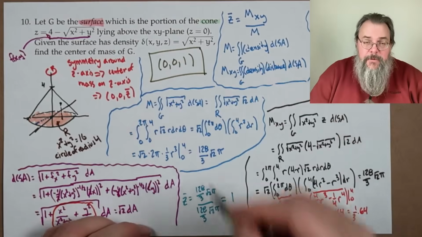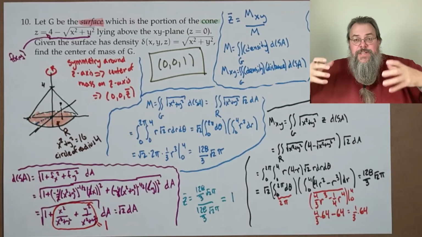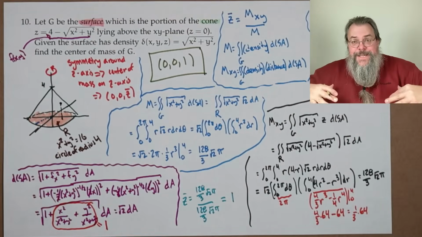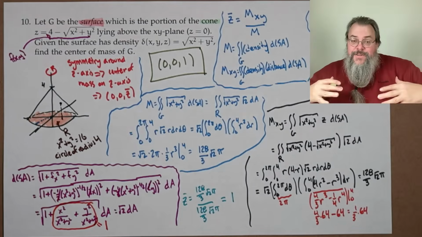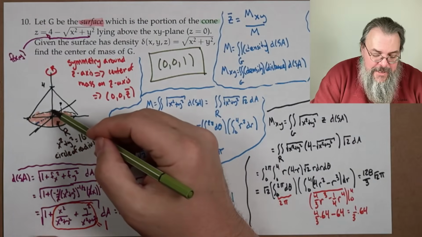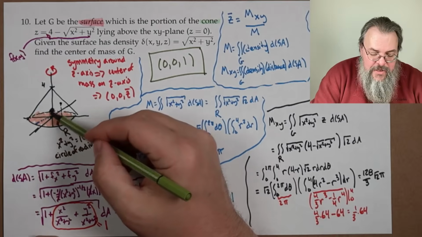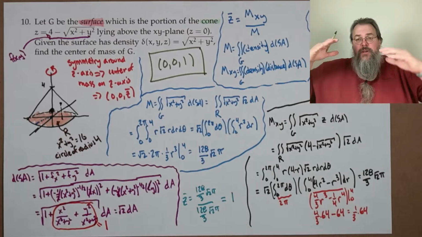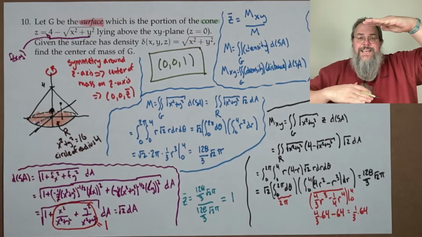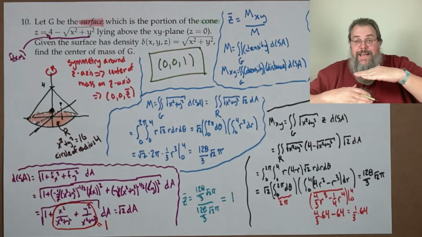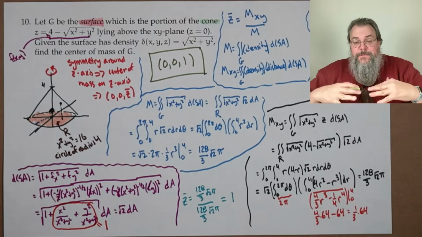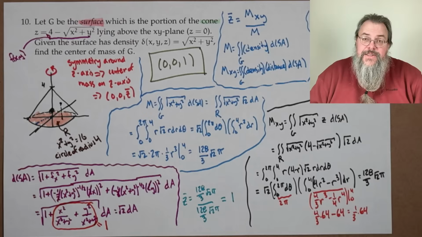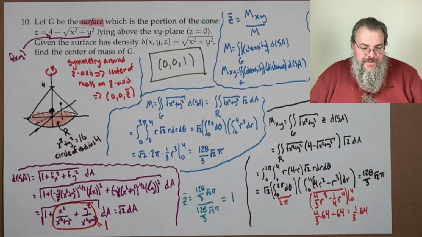And if we think back, we said, hey, there's more stuff at the bottom. It's heavier at the bottom. It should be biased towards the bottom. And if you think about it, that's what this shows. So even though the cone is 4 high, the center of mass is only at height 1. So it's definitely biased towards the bottom. So that's actually a pretty good and reasonable answer.